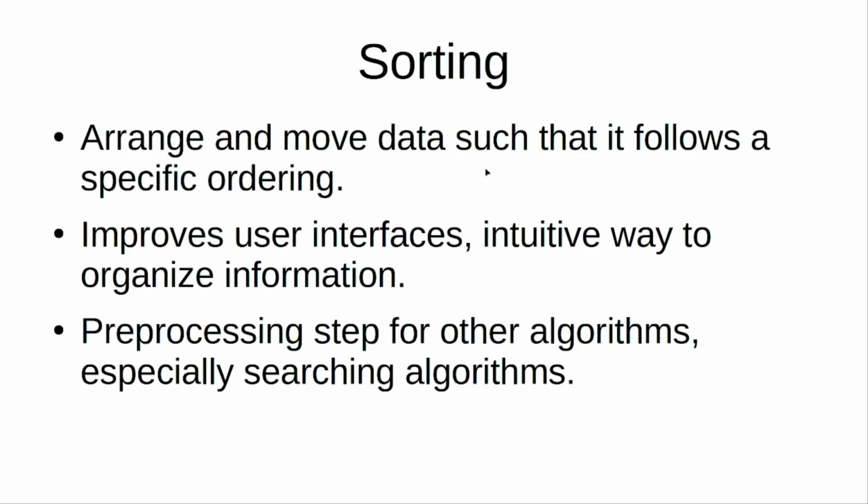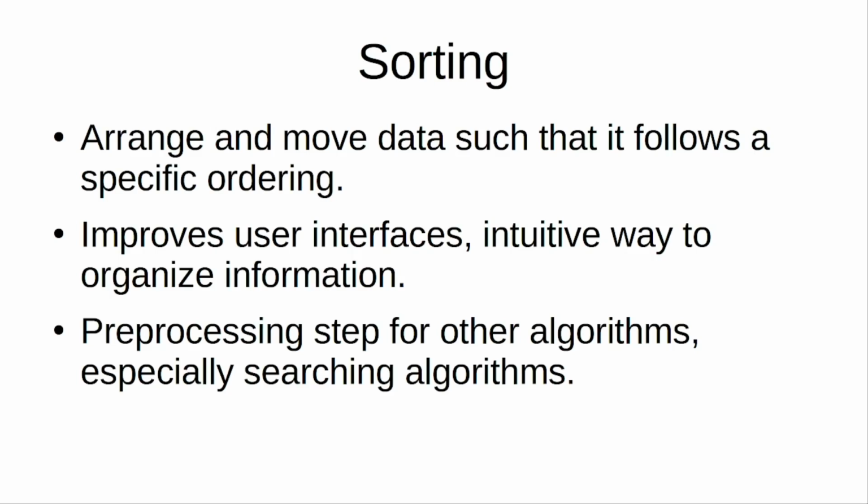So sorting is a tool that you can use. It's a technique to arrange and move data in a way that follows a specific ordering. And most of the time, that ordering is going to be ascending or descending. It improves user interfaces. So if you want to arrange data in a way that users can find visually appealing, it's usually sorted. And it's an intuitive way to organize that information. So for example, if you had maybe a contacts list, you'd want to see that alphabetized. That's an ordering, a sorting that makes it intuitive to a user interacting with your program.